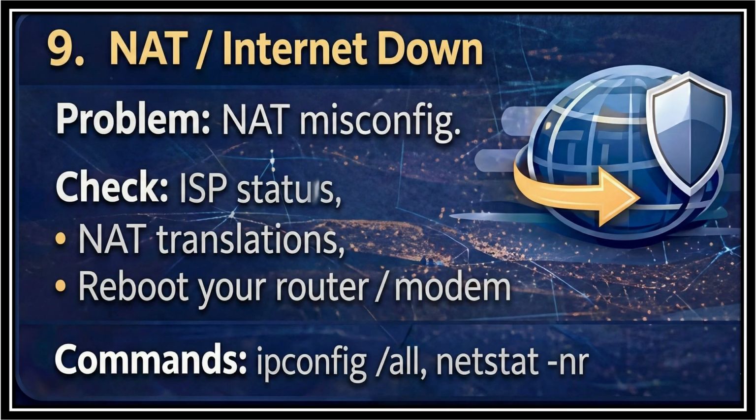Next is NAT or internet down. Suppose your NAT is misconfigured; NAT means network address translation, and you can check that. You can check the ISP status, whether it is working properly or not. You can check NAT translations, like which private IP address you map to which public IP address, and check whether that configuration is correct or not. You can reboot your router or modem which you are using. Commands like ipconfig /all and netstat -r can be used. These commands will help you to troubleshoot this issue.